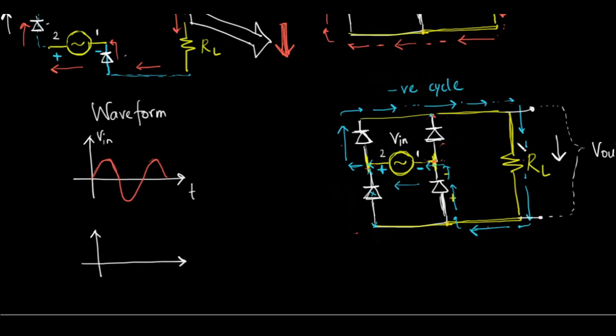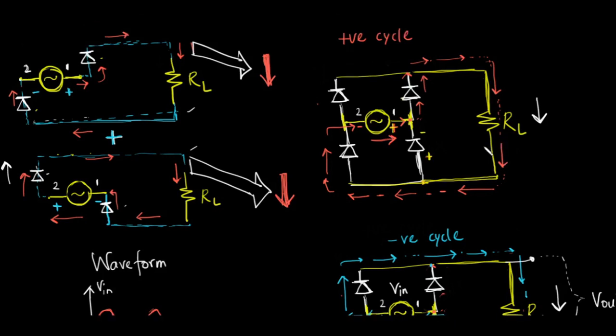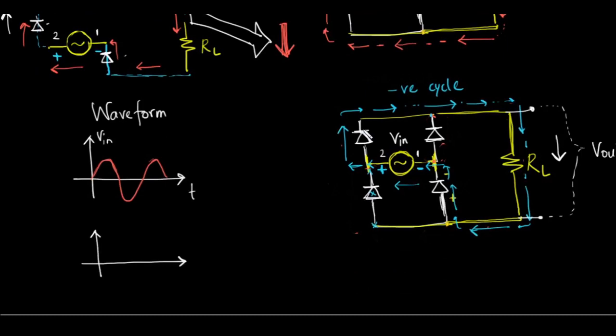Okay, so in the positive cycle, what is happening? In the positive cycle, current is flowing in this direction. If I look at this circuit, terminal 1 is connected to the upper part of RL and terminal 2 is connected to the lower part of RL. So the positive cycle is passed as it is.